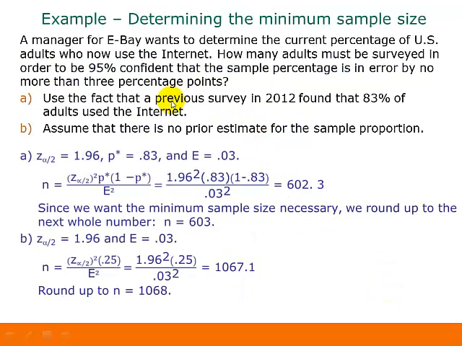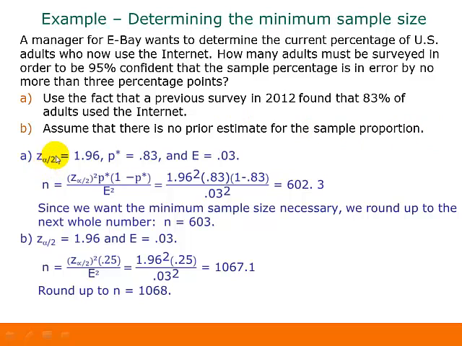Here's an example. A manager for eBay wants to determine the current percentage of U.S. adults who now use the internet. How many adults must be surveyed in order to be 95% confident that the sample percentage is in error by no more than 3 percentage points? For part A of this question, we'll use the fact that a previous survey in 2012 found that 83% of adults use the internet. For part B, we'll assume that there's no prior estimate for the sample proportion.